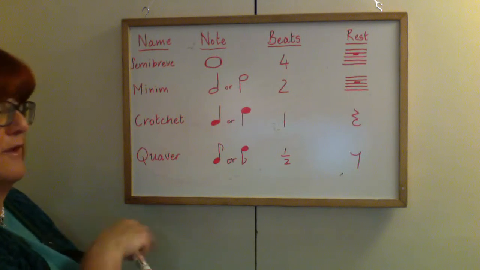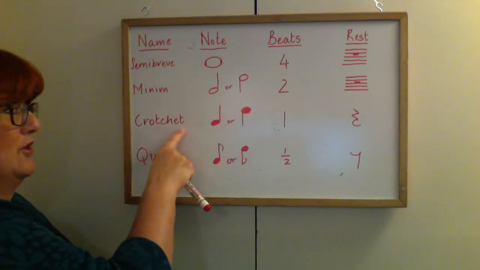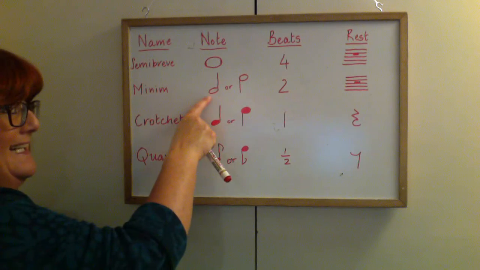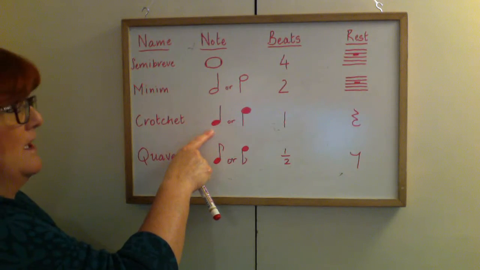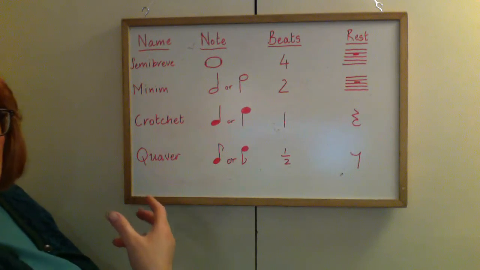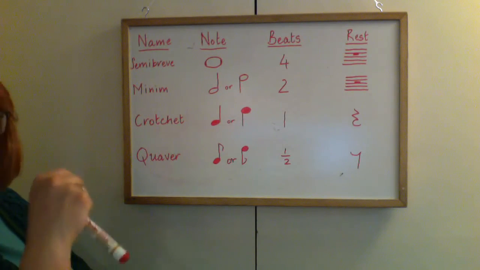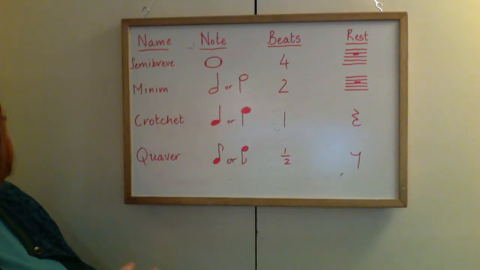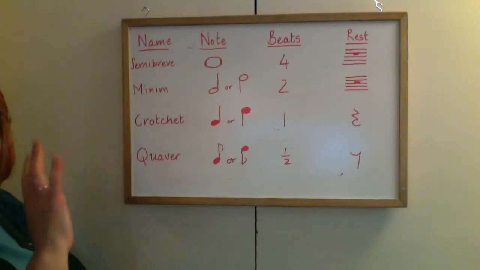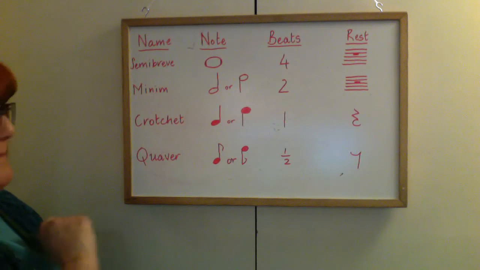And then the last note that we learned last time, or we reminded ourselves of last time, was the crotchet. And the crotchet looks exactly like a minim. It's got a ball and a stick, but you can see it's coloured in. So just like with a minim, we can put them either ball down and stick up, or ball up and stick down. They are the same thing. It only matters where it is on the stave. There's, as I said, a little musical rule that we follow, but they mean exactly the same thing.